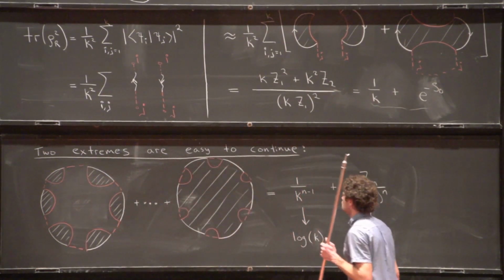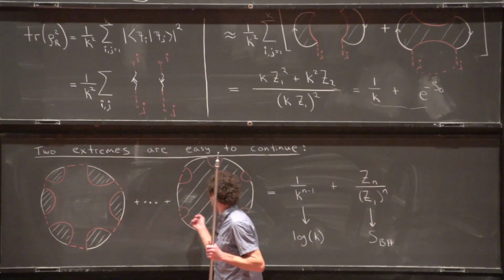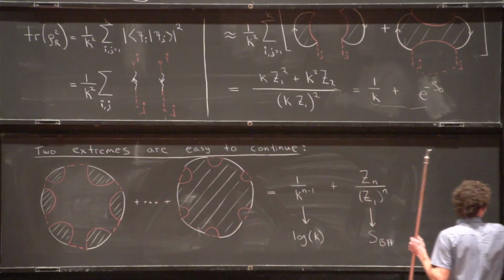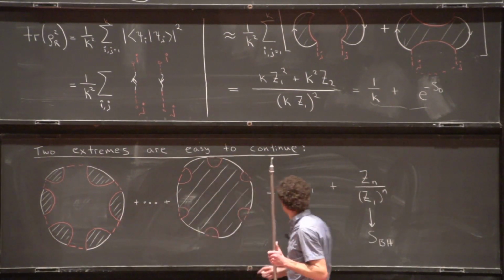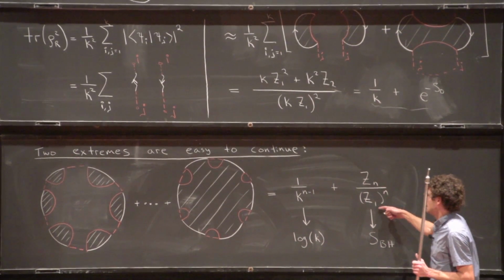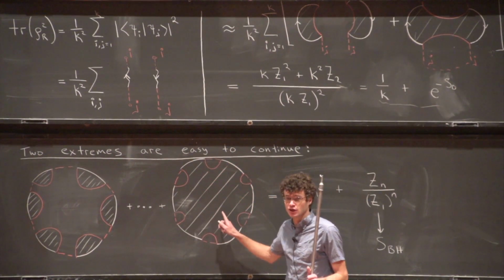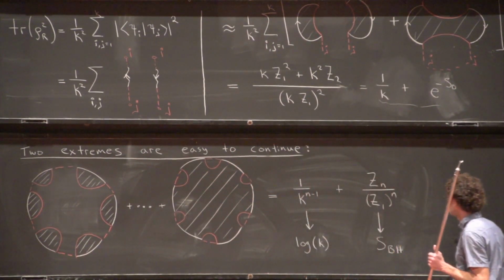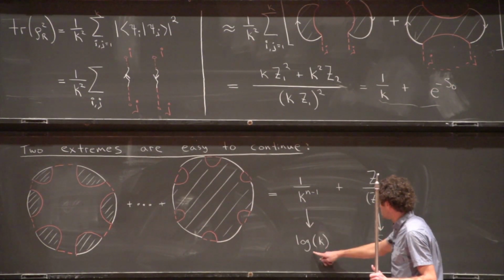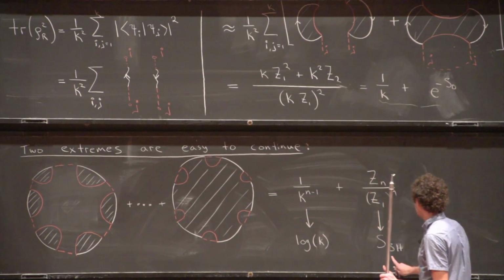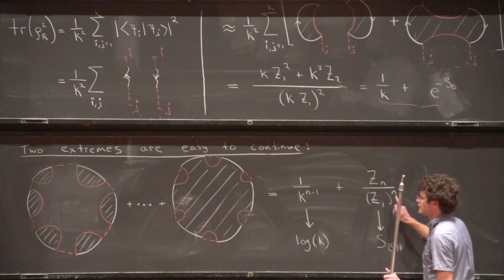And if you go through the same steps we did before, you conclude that these two geometries, as a function of n, give the following contribution to trace rho to the n. We have 1 over k to the n minus 1 for this term. And we have Z_n divided by Z_1 to the n for this term, where Z_n means the path integral on a geometry like this with n asymptotic boundaries. So if you continue these near n equals 1, this contribution here gives log k. This contribution here gives the entropy of the black hole. I'm not explaining why, but this is a standard computation.